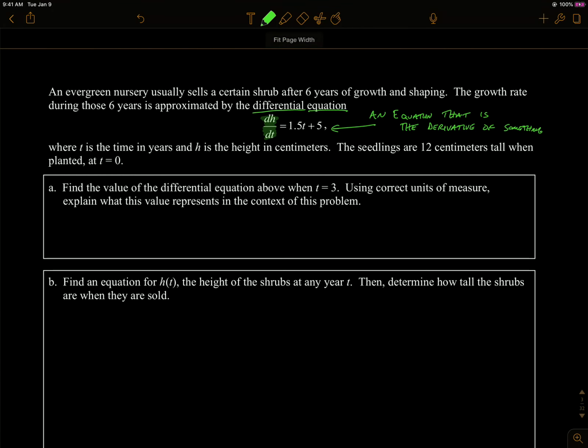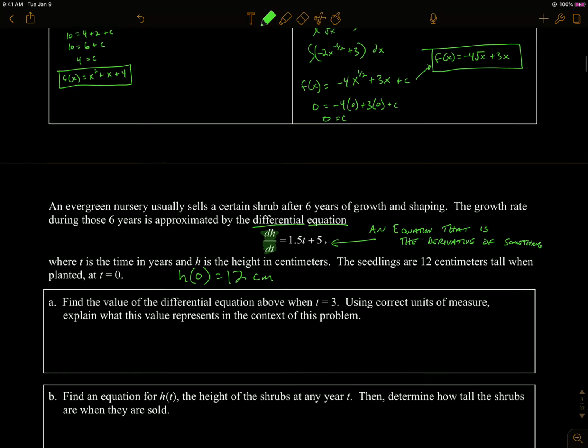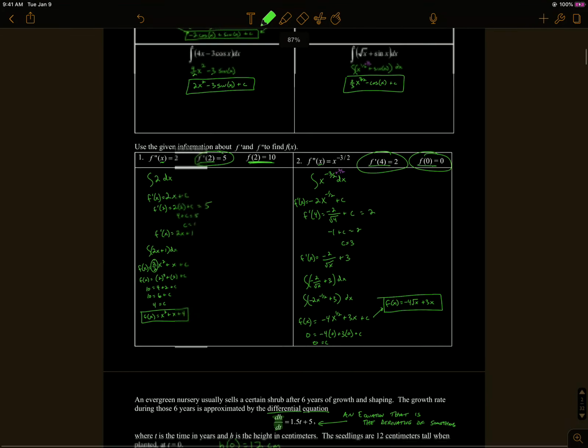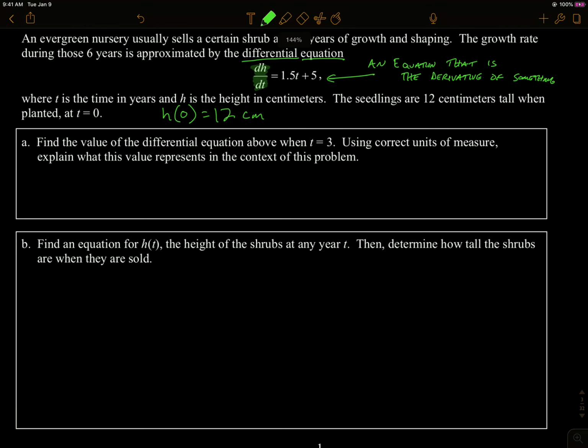Where t is the time in years and h is the height in centimeters, the seedlings are 12 centimeters tall when planted at time equals 0. They're giving us what we would call initial conditions. So for the height function, which we don't have yet, if you plugged in 0, no time has passed, you would get 12 centimeters, right? That's the initial condition. So if we do have to find our height function from our differential equation, we now can find out what the constant of integration is, like we did up here, because we have some type of condition that I can plug in to solve for C. That's why they have to give you that condition.